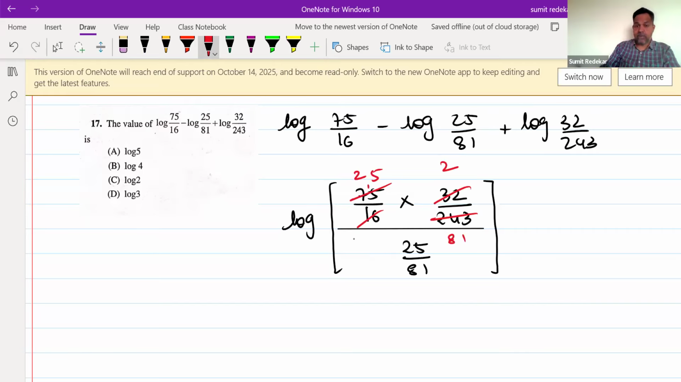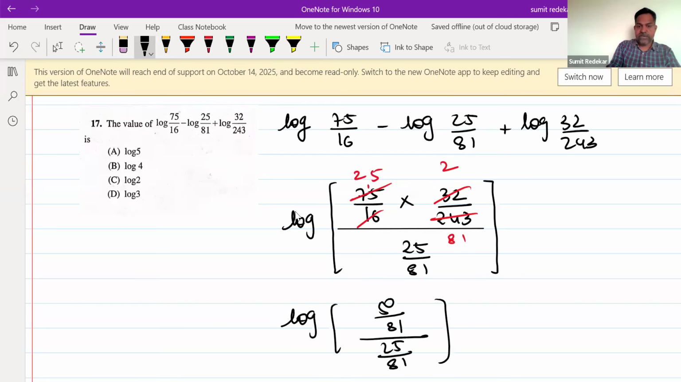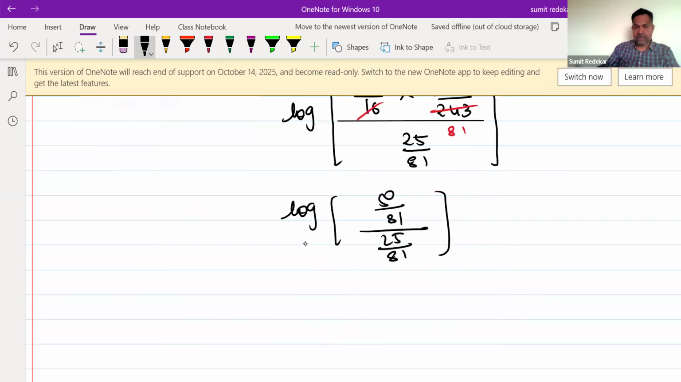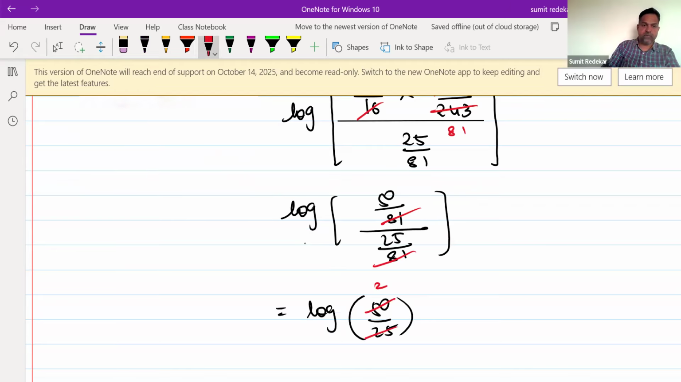बाकी कुछ जाएगा नहीं. अब डिनोमिनेटर में वैसे भी कुछ नहीं जाता, तो वी विल लीव इट एज log of 25 into 2 is 50 upon 81 divided by 25 upon 81, which in turn is nothing else but 81 81 cancel हो जाता है, बचता है the log of 50 upon 25, which is nothing else but 25 twos are, which is nothing else but the log of 2.